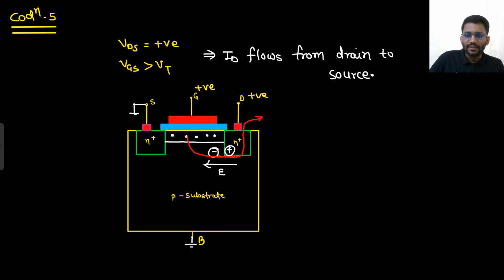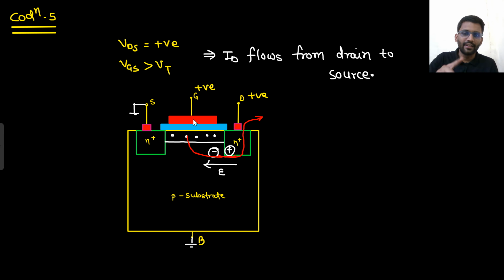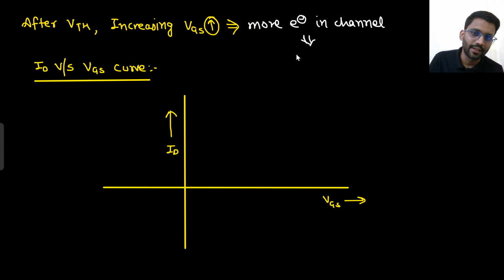Now what do we need to see? We will see that after VTH, if I am increasing VGS, what will happen? If I increase VGS, that means more and more electrons will be coming here. VGS is positive, so from the negative side of the battery, electrons are coming. So more and more electrons will come. That means in the channel we will have more charge carriers. If more electrons are there, that means there is more current.